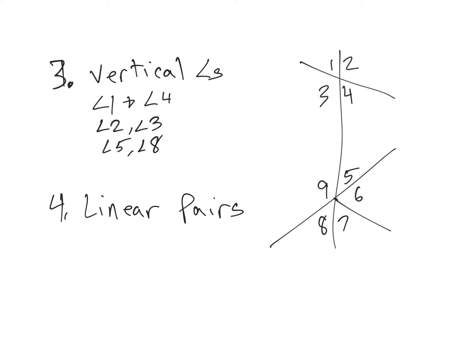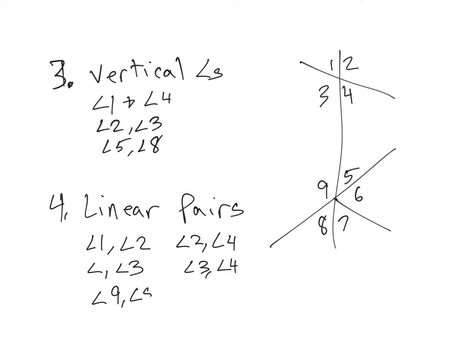Linear pairs. Angle 1 and angle 2 form a linear pair. Angle 1 and angle 3 form a linear pair. Angle 2 and angle 4. Angle 3 and angle 4. Angle 9 and angle 5. Angle 8 and angle 9. That's it. Let's move on.